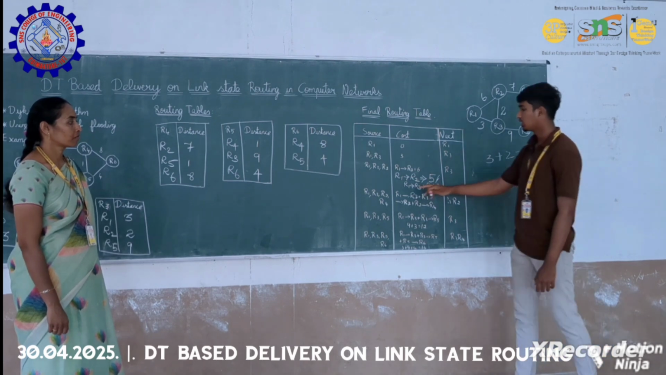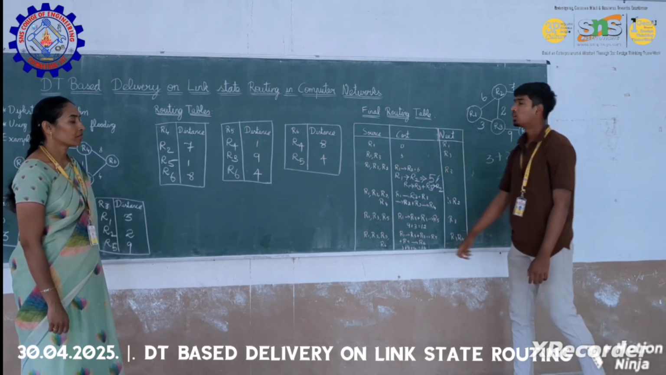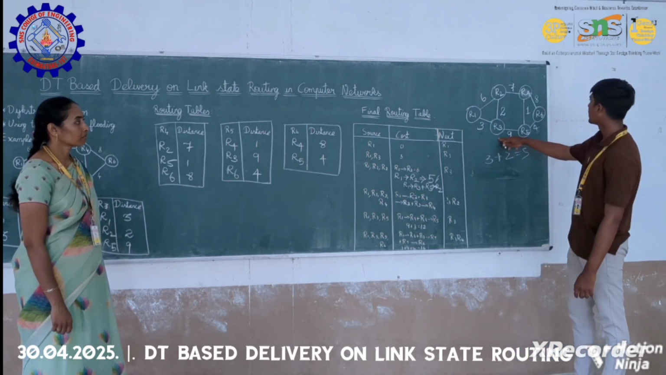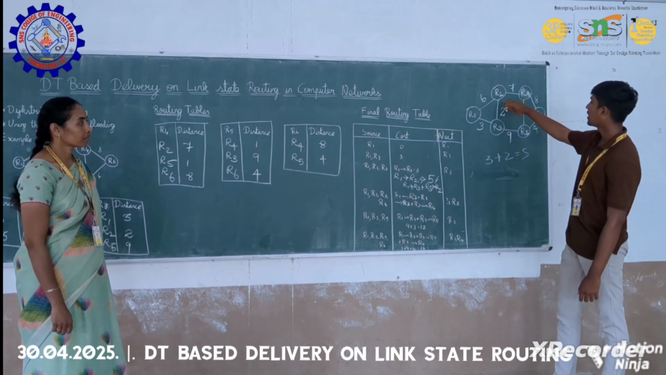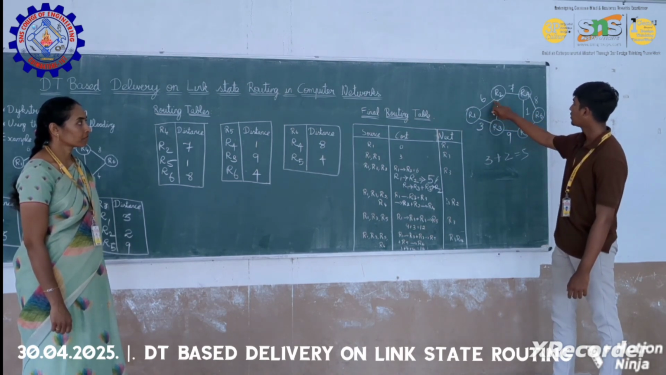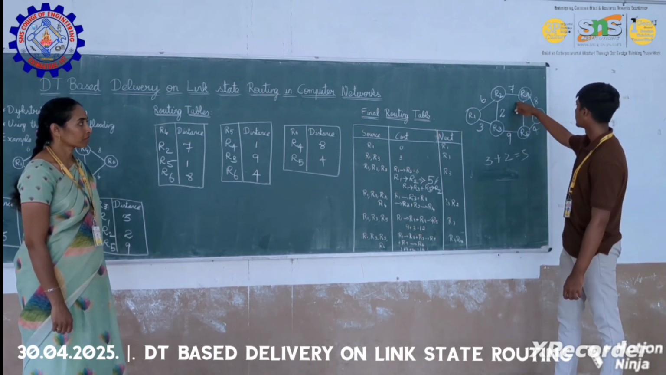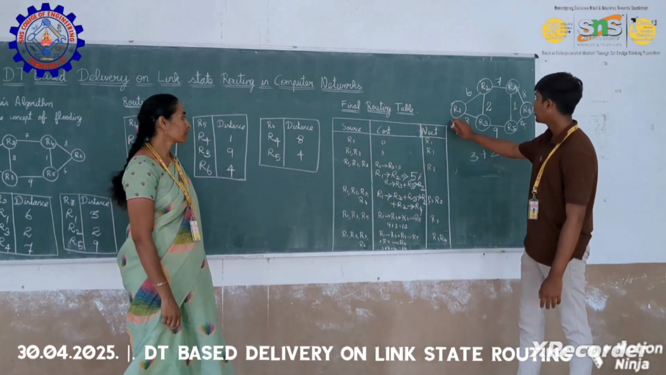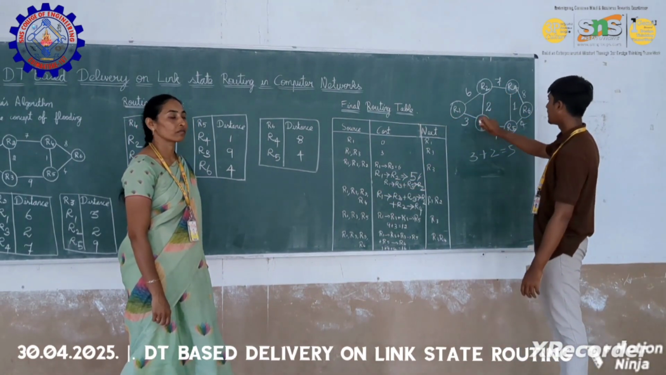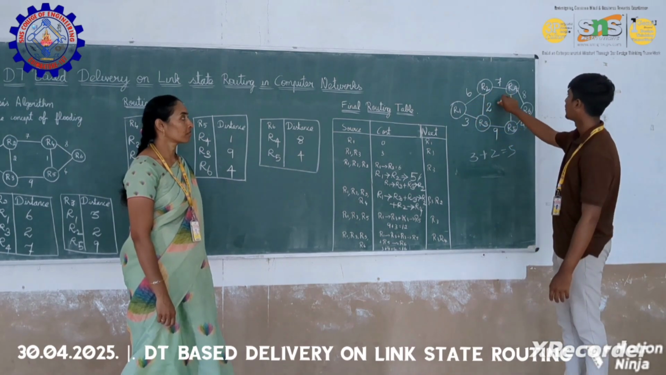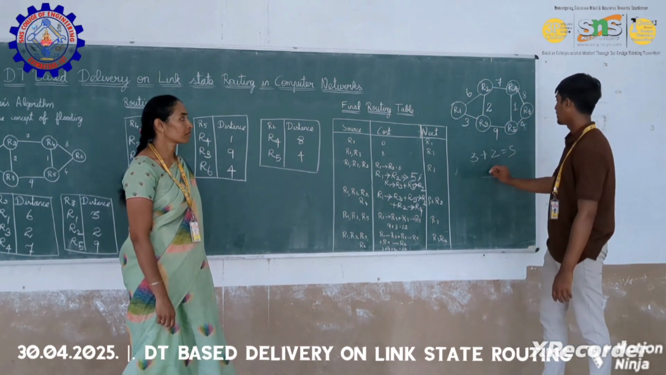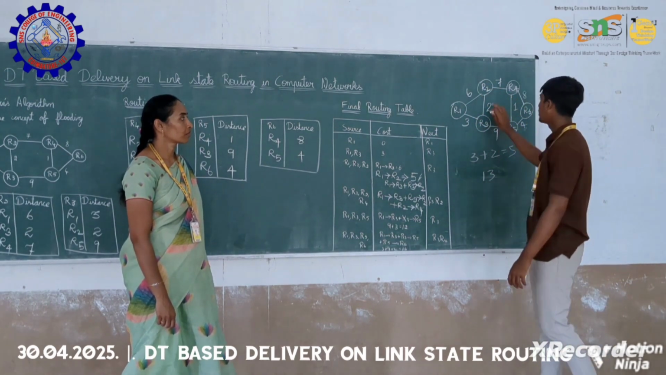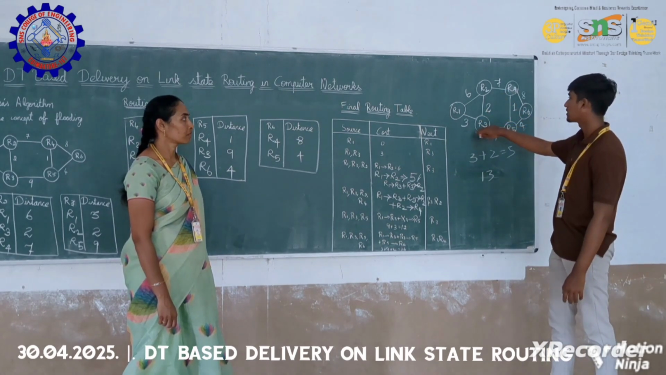Next we are going to find the cost for R4. We can see that it has only one path, so we are taking R1 to R2, R2 to R4. The R4 has two paths. We can take R1, R2, R4, which gives the weight of 13. So it is not the shortest as compared to the next.